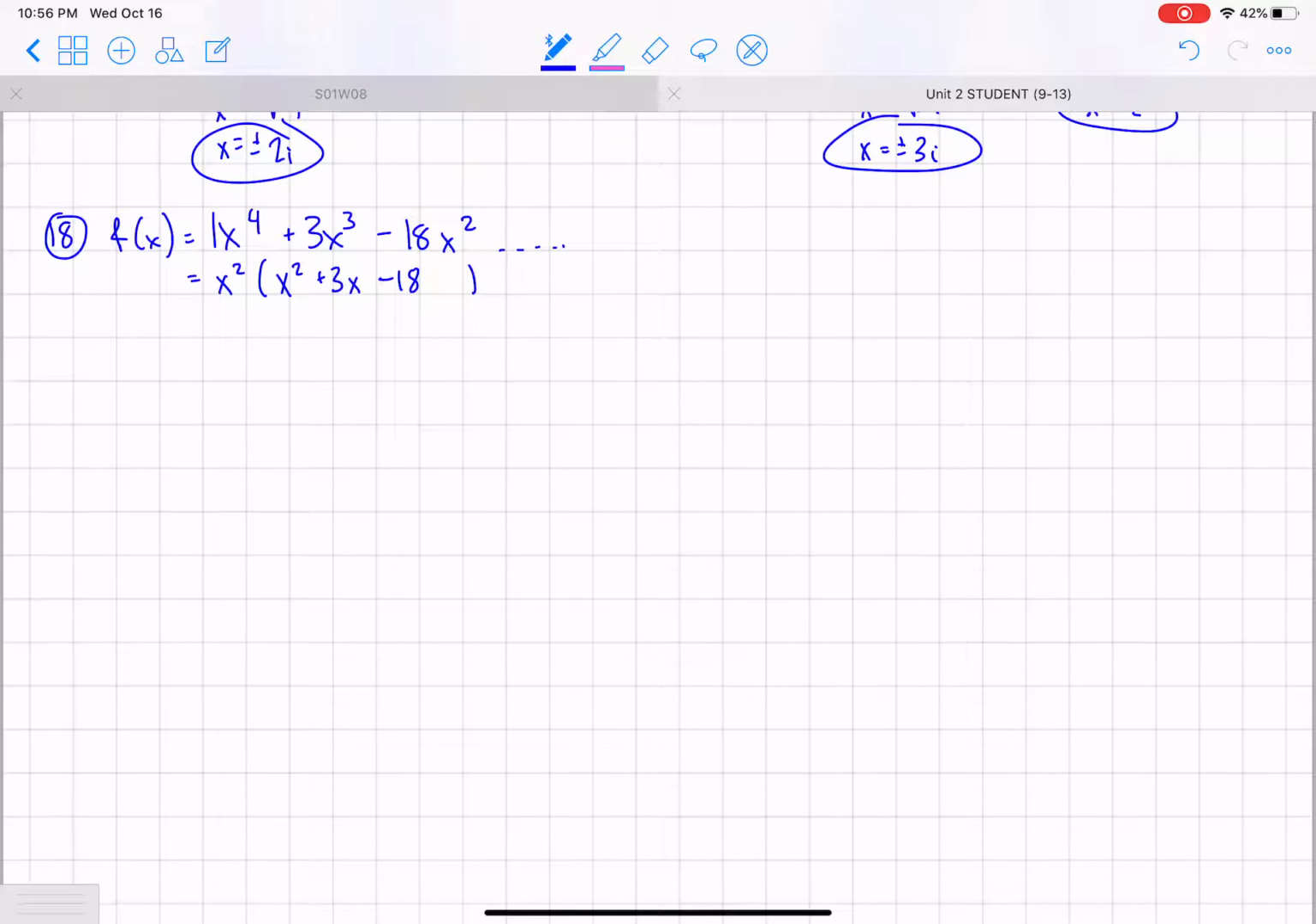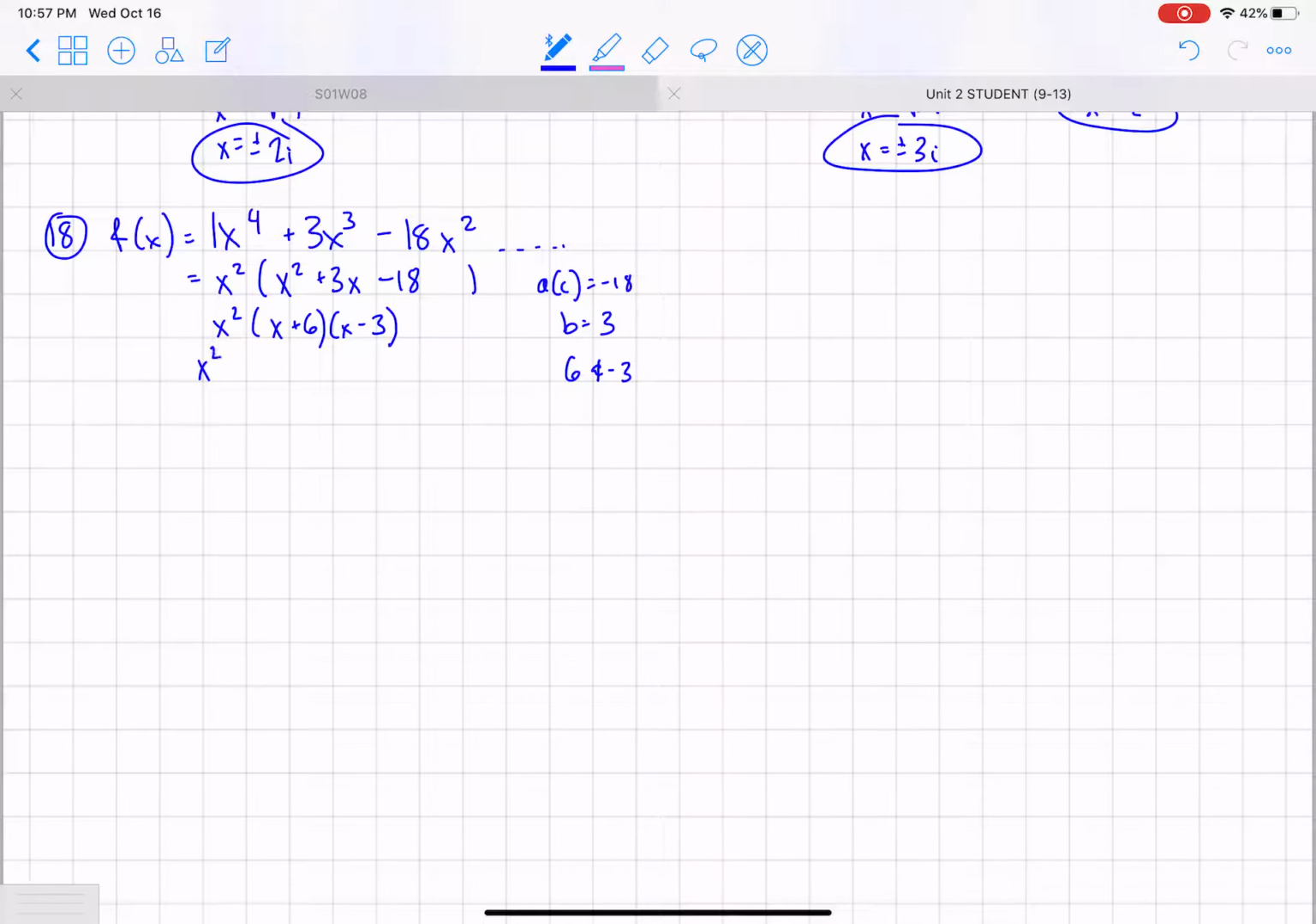So I get that quadratic. So now I'm going to try to just factor the quadratic with our AC method. So a times c is equal to negative 18. B is equal to 3. So we're looking for two factors of negative 18 that add up to 3. That would be positive 6 and negative 3. So we get x squared, x plus 6, x minus 3. We have to do a little bit of work, but now we don't have to have these weird imaginary numbers.